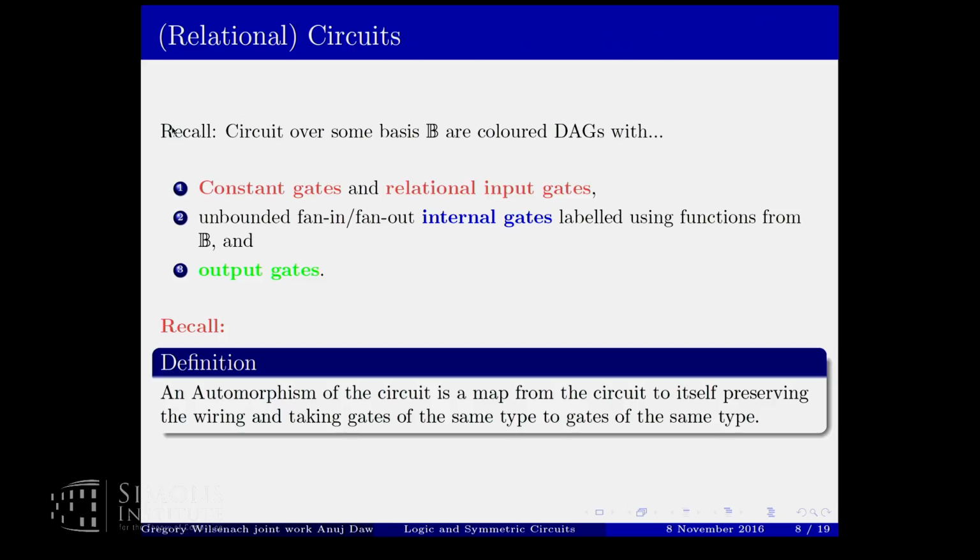So for the moment, suppose that we're taking in a graph. We'll simply have gates for every potential edge in the graph, a couple of constant gates. Then we have a collection of the internal gates, which are labeled with elements from our Boolean basis, and then we have just an output gate. So Matt also defined the notion of an automorphism of the circuit, so exactly what you expect, a structure-preserving map from the circuit to itself.